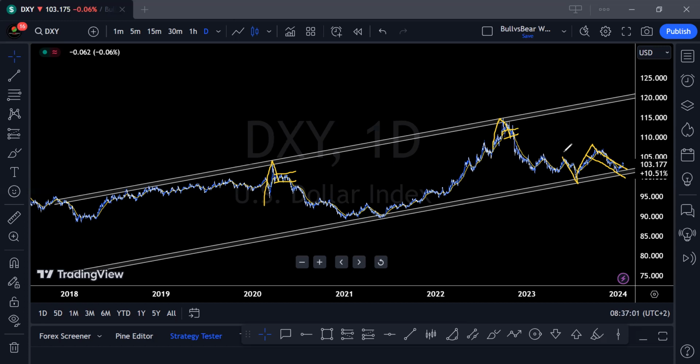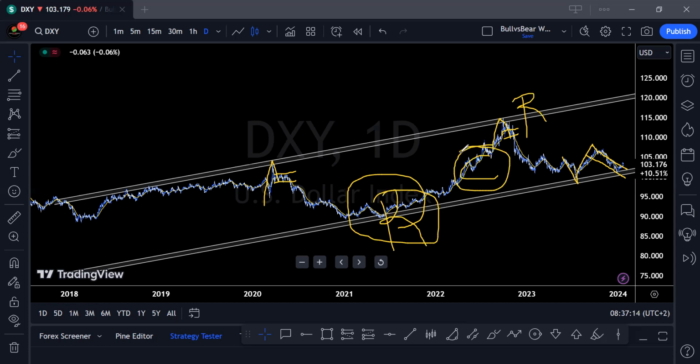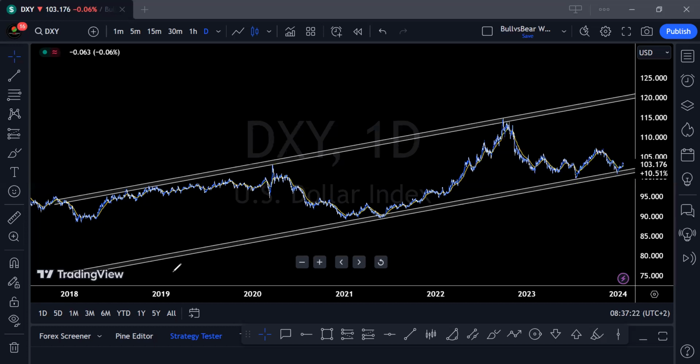So in general, when we apply the formula at BullvsBear, we have our own formula, which is RCR. So when we are on the support, we call it a reversal zone. When we are in the middle of the trend, we call it continuation zone. And then here also it's a reversal zone, right? So we know what's going to happen with DXY. So let's zoom in and see what's happening on the clear scale.